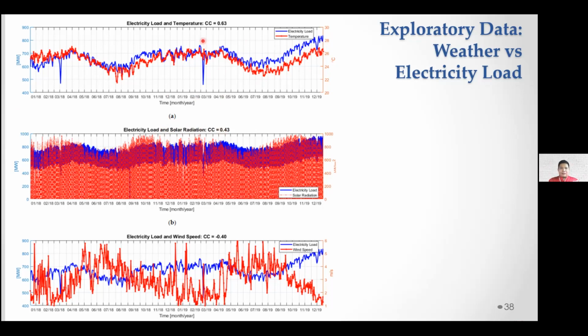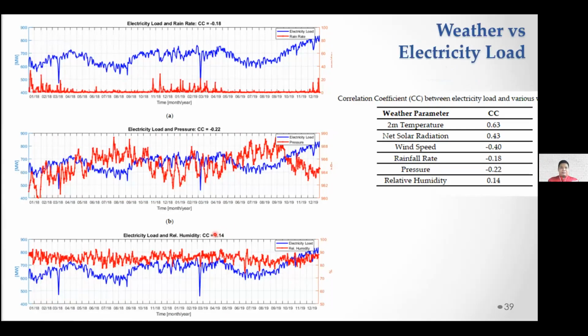Then we calculate the correlation itself. This one is quite high. With the solar radiation, we got a correlation coefficient of 0.4, and for the wind speed, we got a negative correlation. So when the wind is blowing, the electricity load tends to be lower. Okay, so it has a negative correlation. And then other parameters like rain rate, pressure, and relative humidity. And then we have these tables. So these are the weather parameters and the correlation coefficients that we have for the case in Bali Island.